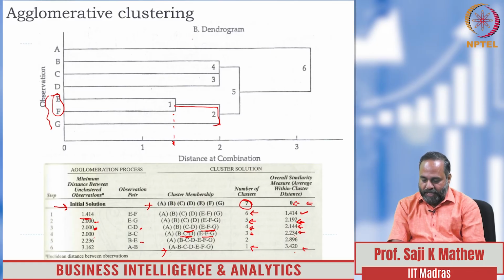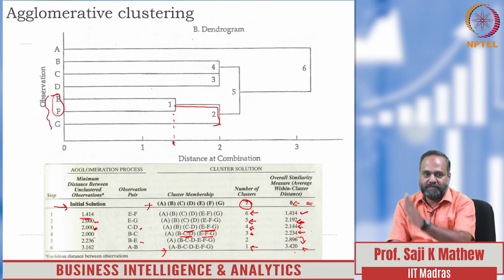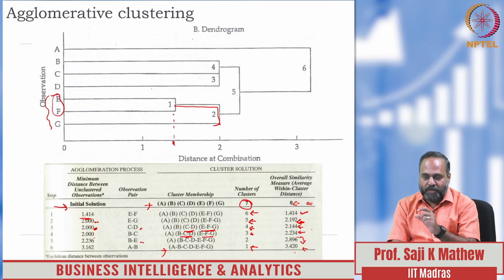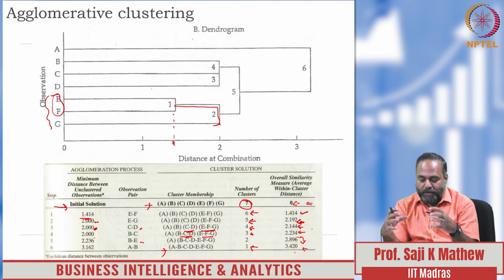From 2.3234 to 2.89, there is a sudden jump in the error. There is a step jump in the error. Till that time it was 2.144, 2.234. The difference in error was small, but you also got more clusters, in the sense that it was 4, and now in step 4 it became 3.